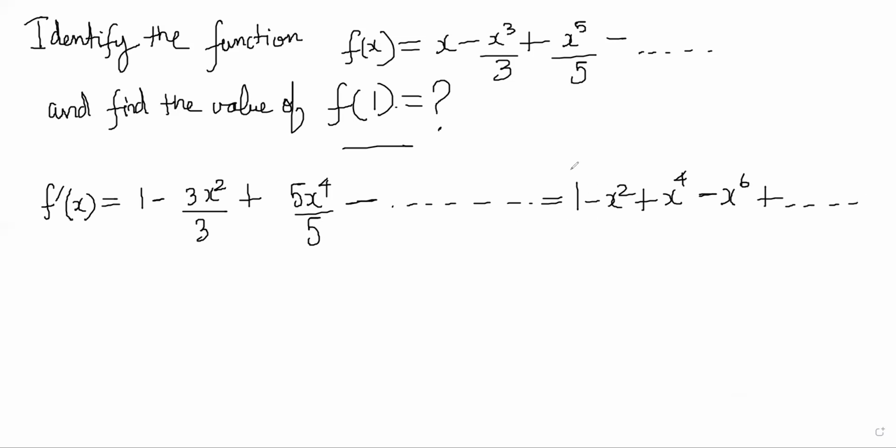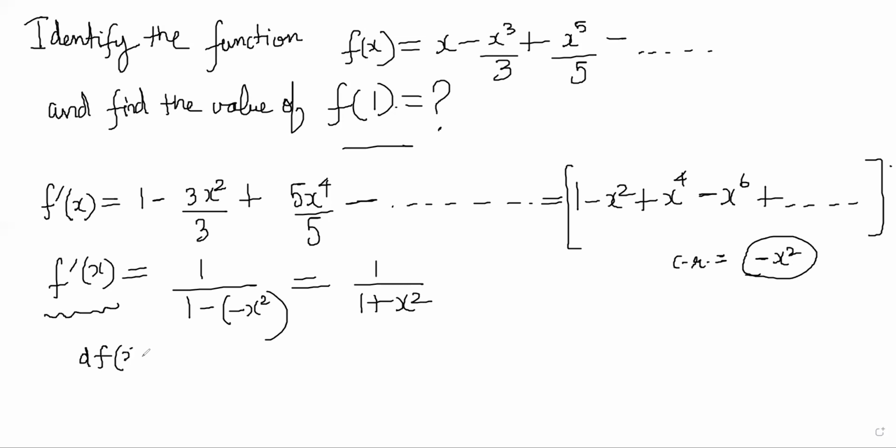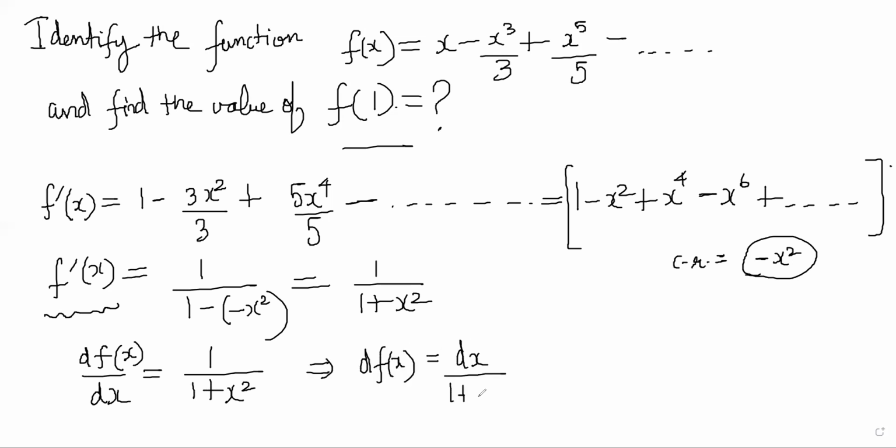Now clearly we know that this is a GP with common ratio of minus x square, right? So the sum of this GP can be written as 1 by 1 minus (minus x square), which is equal to 1 by 1 plus x square, right? Now we know that I can now integrate this f dash x, because this is df of x by dx is equal to 1 by 1 plus x square. So I can write df of x is equal to dx by 1 plus x square.